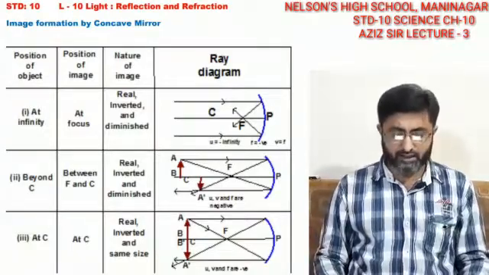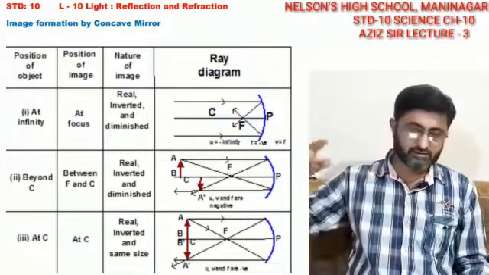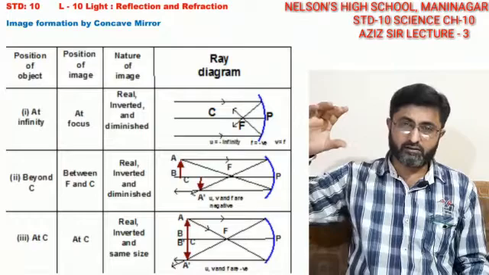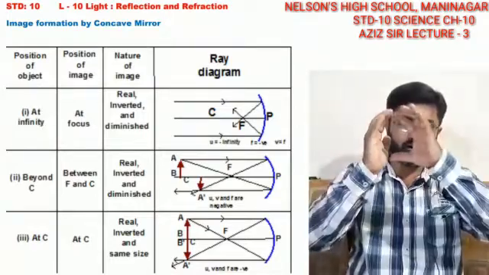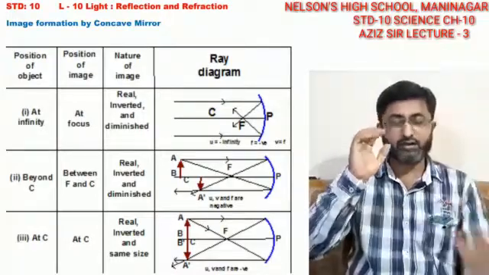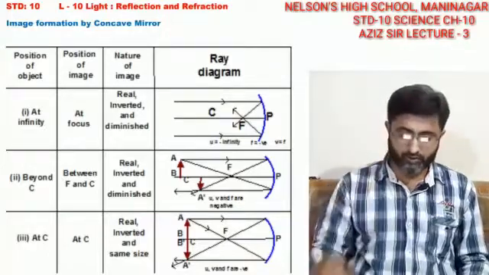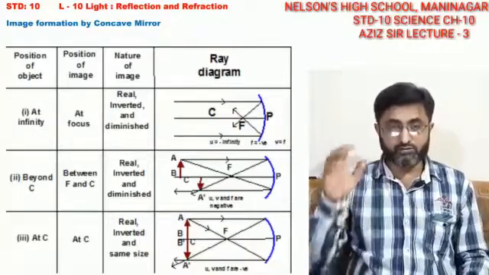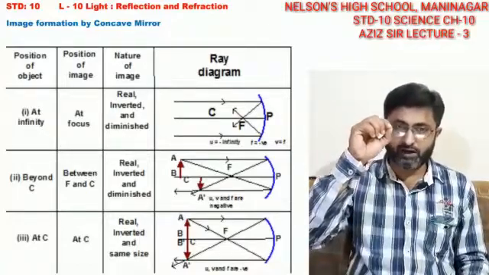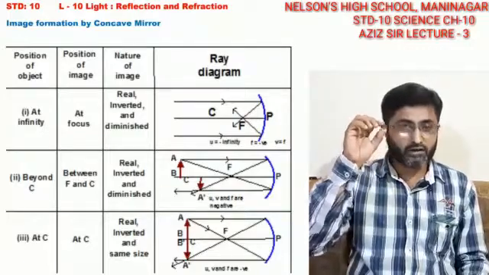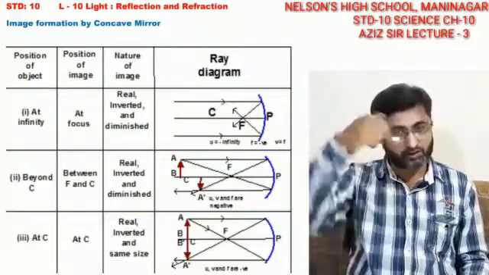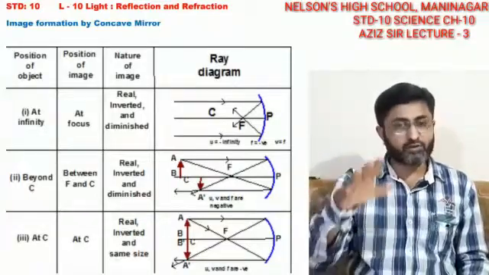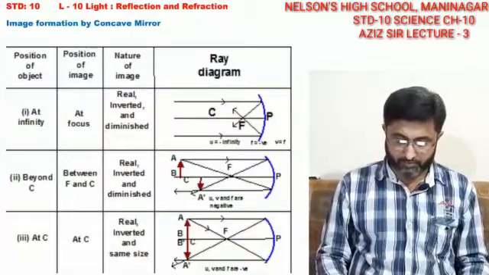So we will start by seeing the picture. There is a principal axis at the center, and all the rays come parallel to the principal axis. After striking the concave mirror, they all converge at a certain point, called the focal point, and the distance is called the focal length. The image obtained at the focal point is real, inverted, not erect, and very diminished.